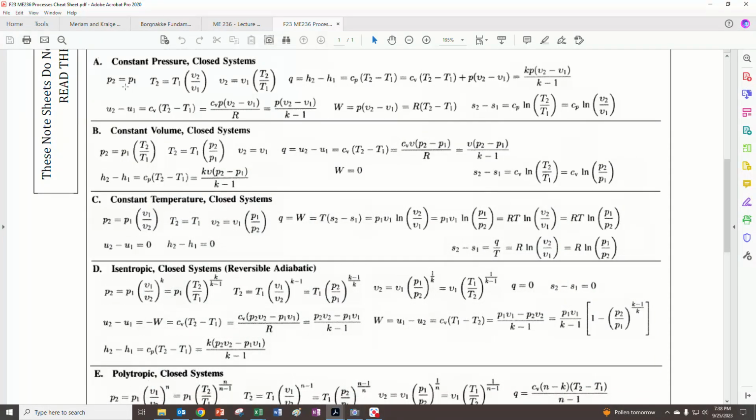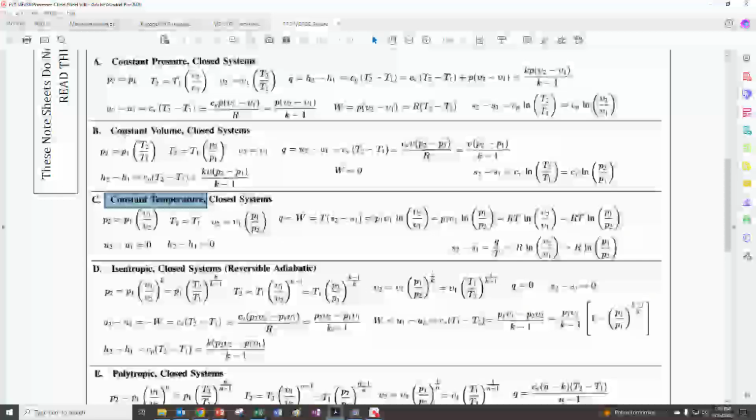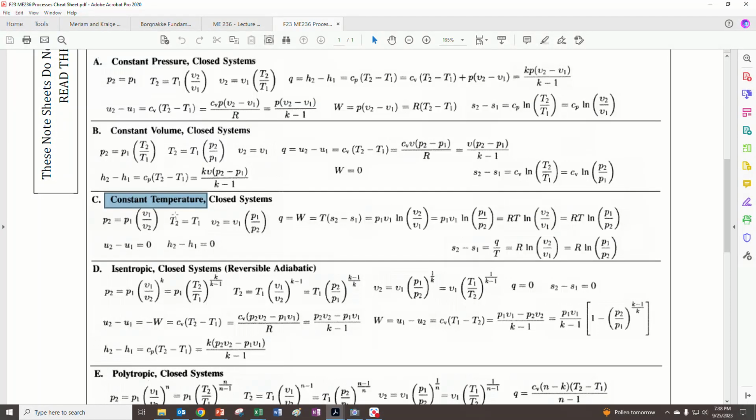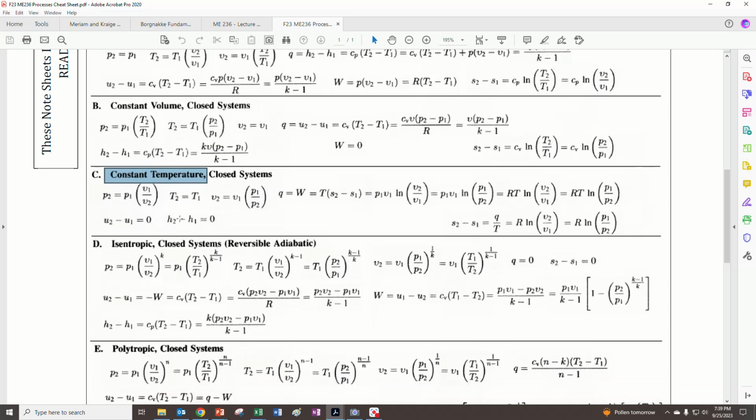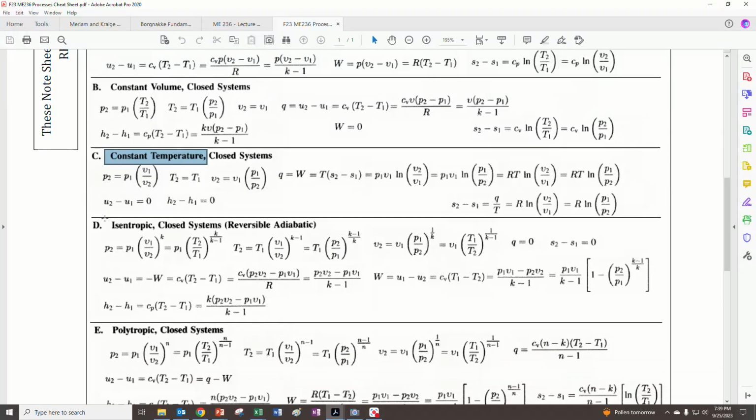Constant temperature process. So it kind of makes sense. We have a constant pressure, constant volume, constant temperature. By the way, this is called isobaric. This is isometric, and this is isothermal. I think also there's another name for the constant volume. We'll also cover what isentropic means, and what adiabatic means. Reversible adiabatic. Sometimes they're both things. Sometimes they're not.